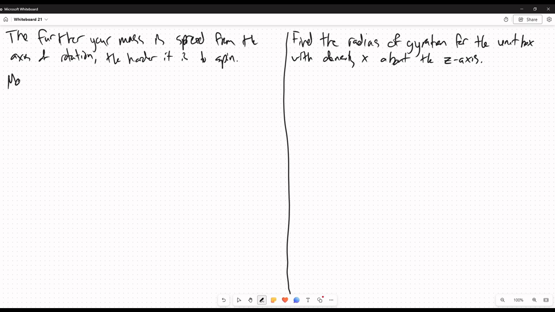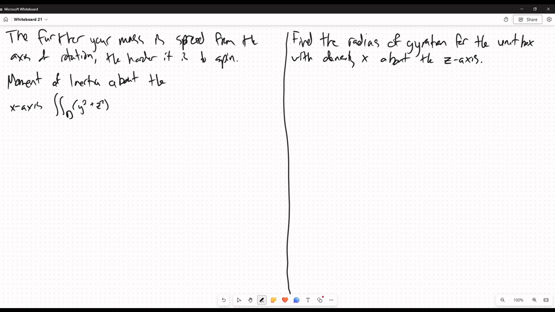So the moment of inertia is going to measure how hard it is to spin. A higher moment of inertia means it's harder to spin. And the moment of inertia will be given about a certain axis. For a given axis, let's say the x-axis, it's going to be given by integrating your region. Well, I want to see how far the mass is from the axis. So the distance from the axis, or at least the distance squared, is going to be given by y squared plus z squared.